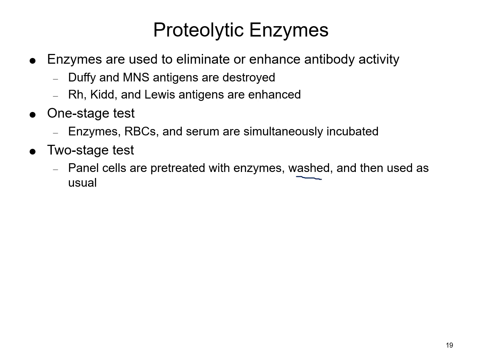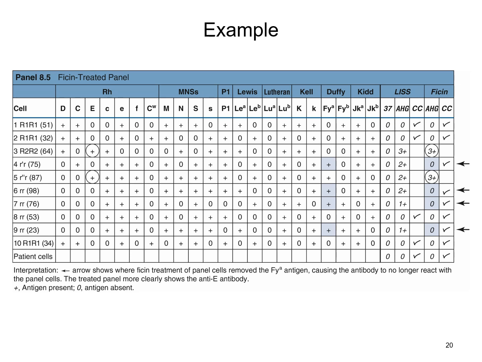So depending on the particular enzyme that you're doing and what you're actually trying to accomplish will depend on which of those you will do. So what we have here is an example of a panel that has been treated with Ficin. So what Ficin will actually do is remove those Duffy A antigens.